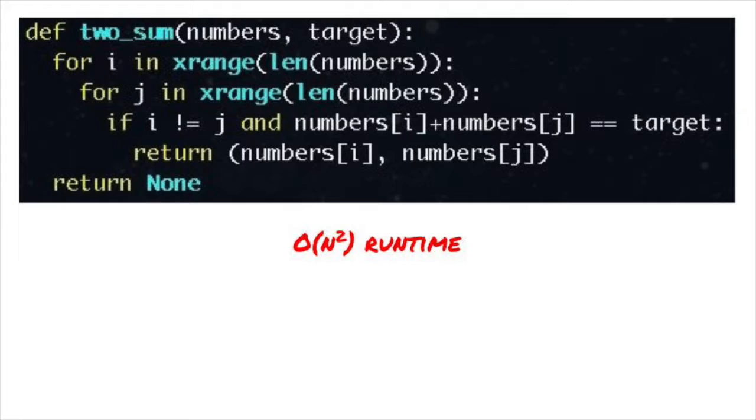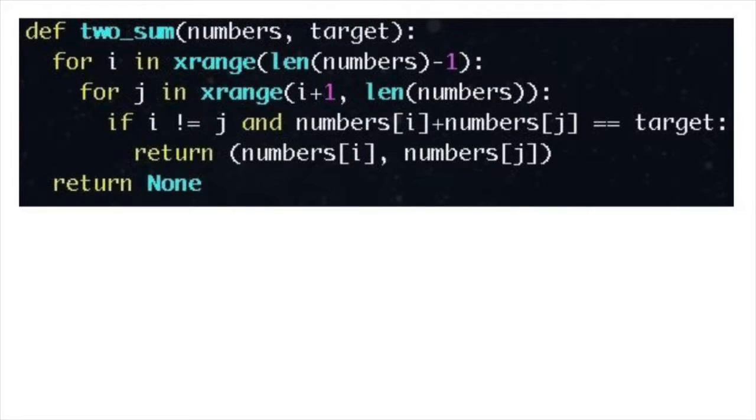However, there's a better version. It doesn't make sense to check both ij and ji pairs since this is addition. So here we can use the pattern we discussed in that video and start our inner loop at the element after the outer loop. This is faster, but for big O purposes it's still O of n squared. Why? There are a few different ways to think about this.